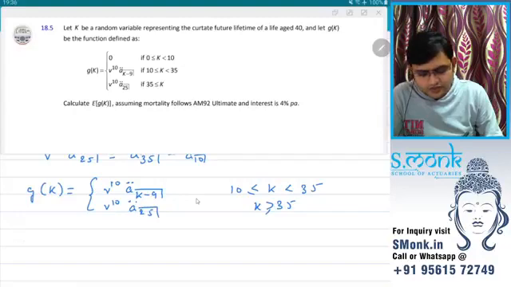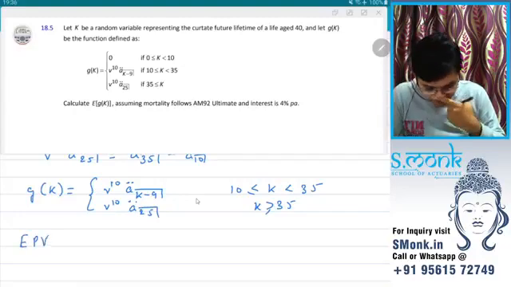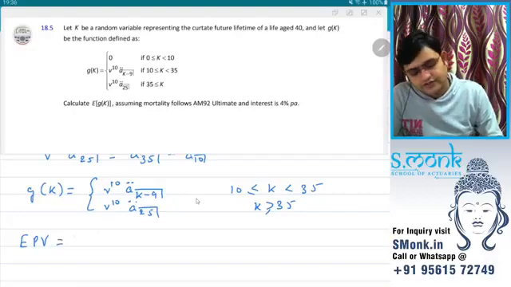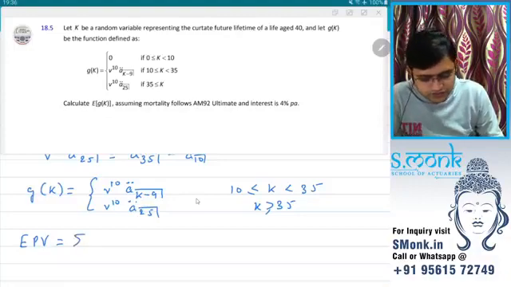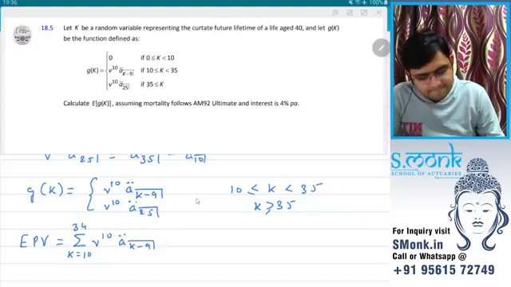If I make it into expected present value, what we will have is this much into the probabilities, that is kpx qx plus k, so summation k going from 10 to less than 35, that will be till 34 only. V raised to 10 a due k minus 9 kpx qx plus k.